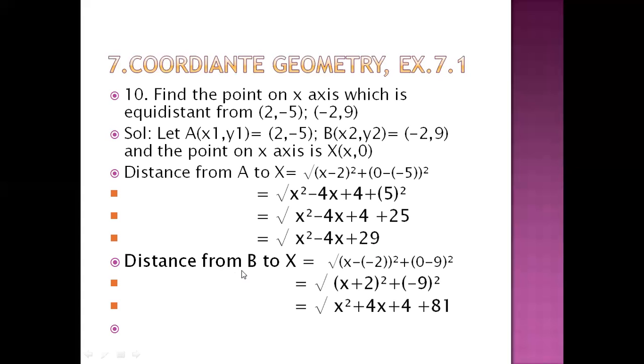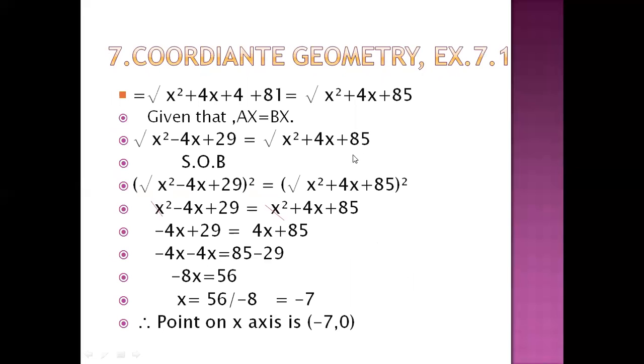Now let us find the distance from B to x. Again, the same distance formula we have to use. It is (x minus of minus 2) whole square plus (0 minus 9) whole square. Minus into minus will become plus, so we get (x plus 2) whole square plus (minus 9) whole square. Expanding (x plus 2) whole square using the identity (a plus b) whole square is a square plus 2ab plus b square, we get x square plus 4x plus 4, and minus 9 square is 81. That is equal to x square plus 4x plus 85.